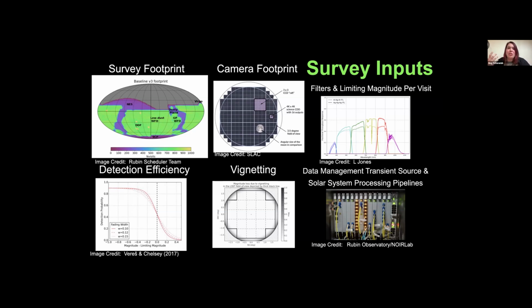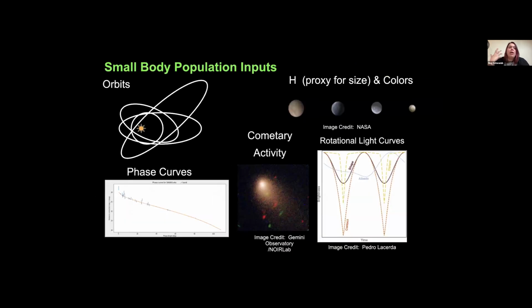How sources are detected is actually important, and it's not exactly the same as just sticking a trailed aperture on your object. There are slight differences in how the data management pipeline will determine what's a 5 sigma source. Vignetting, detection efficiency, linking efficiency, all of these things. And so the idea is that Sorcha takes that plus your input population, so your small body population, your orbits, your cometary activity. If you want cometary activity, you can prescribe it. Rotational light curves, you can prescribe as well. Phase curves. You put in an absolute magnitude and colors, and it will figure out what you should have detected.